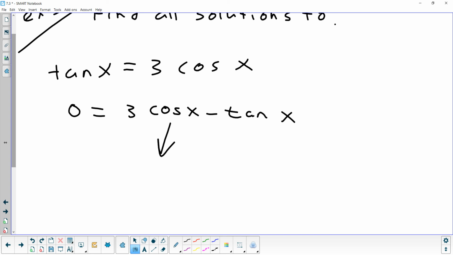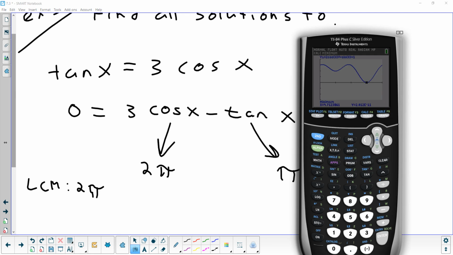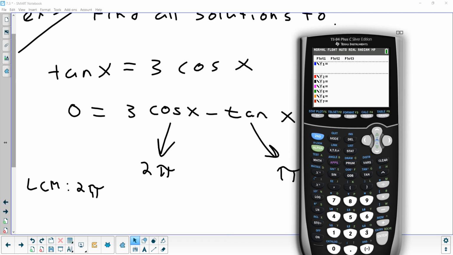What's the period of cosine? 2 pi. What's the period of tangent? Pi. And the LCM of 2 pi and 1 pi? Yep, 2 pi. So whatever we get for an answer here, it's going to repeat itself every 2 pi. All right, now let's graph it. So we have 3 cosine x minus tan x.